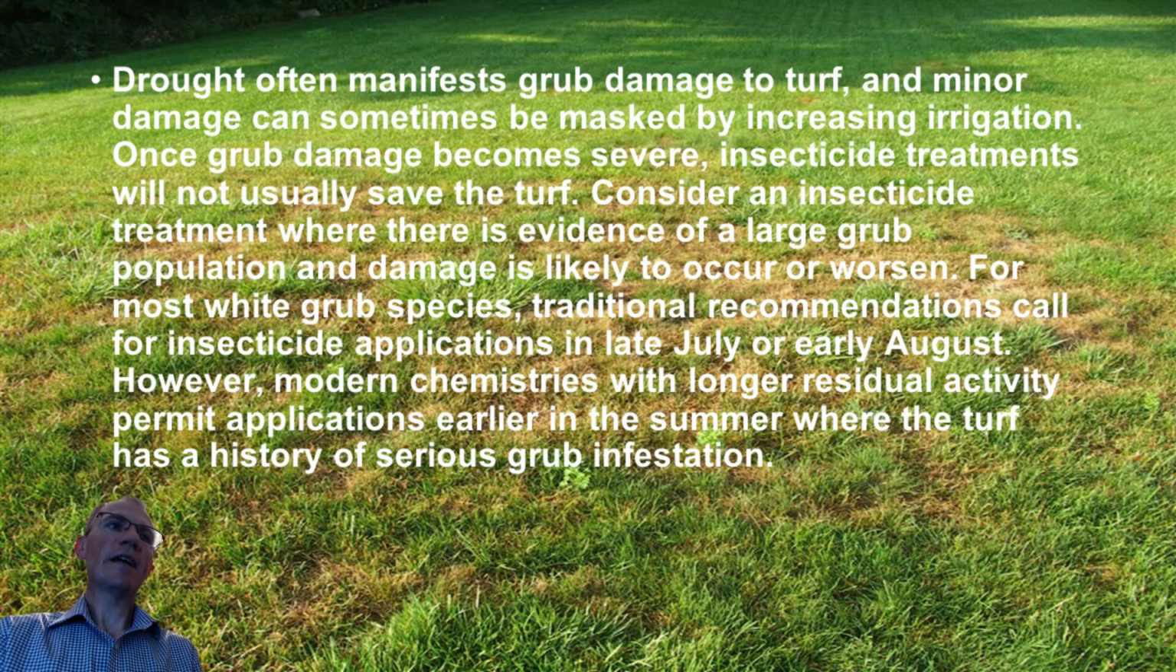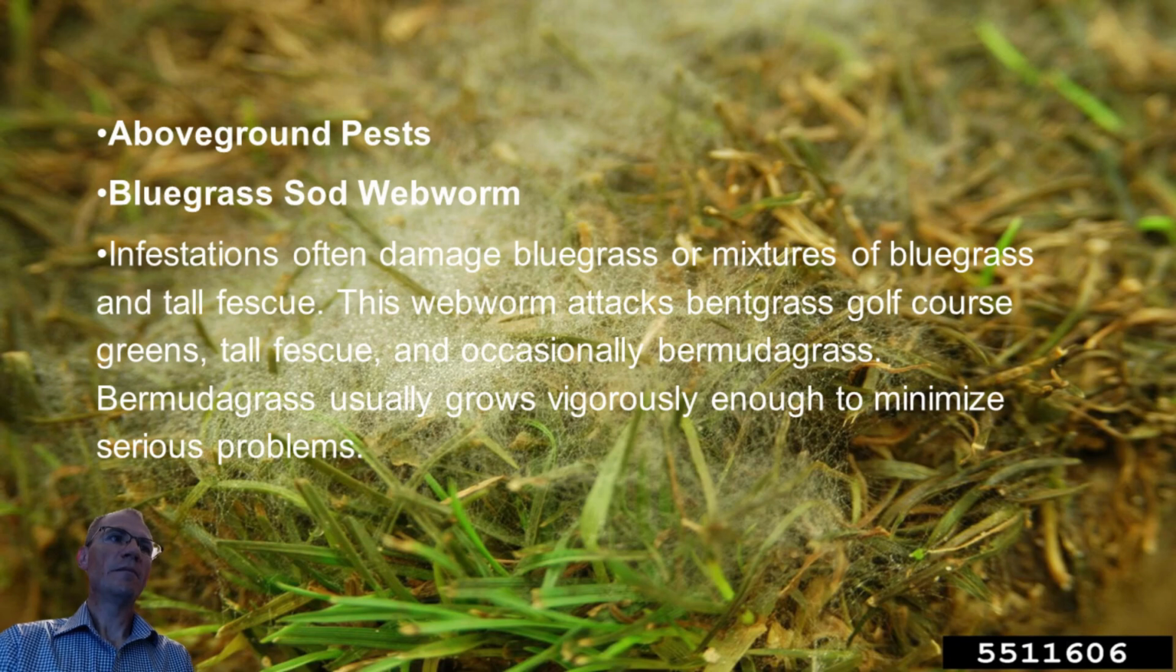Consider an insecticide treatment where there is evidence of a large grub population and damage is likely to occur or worsen. For most white grub species, traditional recommendations call for insecticide applications in late July or early August. However, modern chemistries with longer residual activity permit applications earlier in the summer where the turf has a history of serious grub infestation.